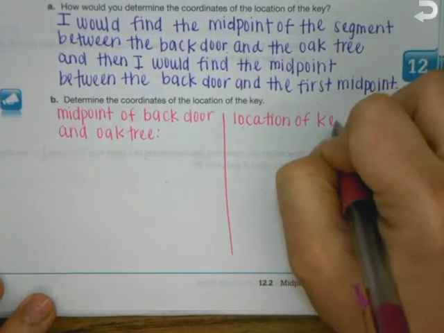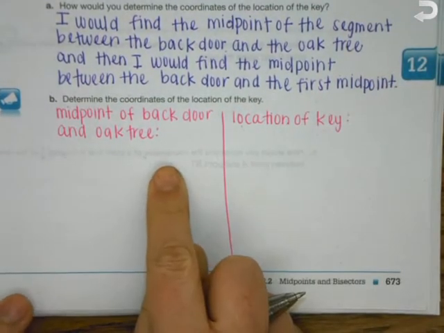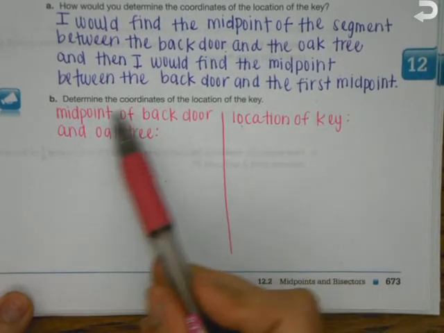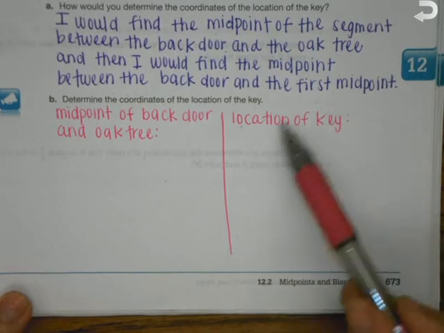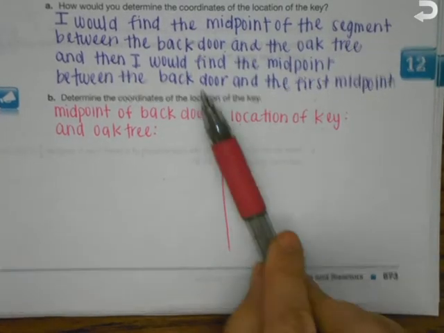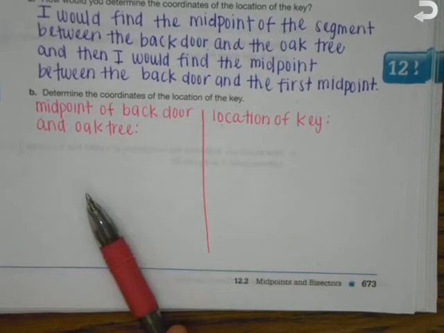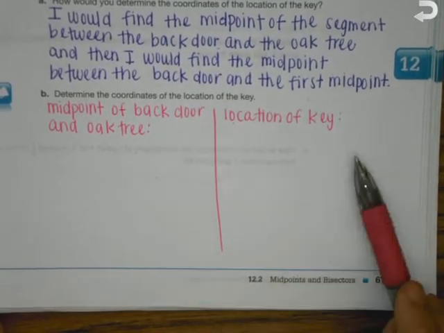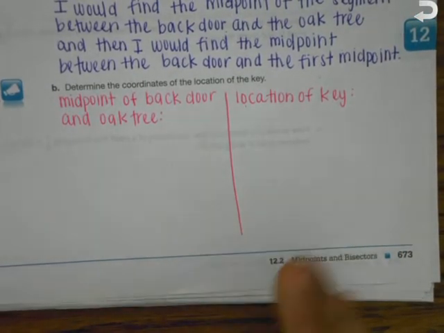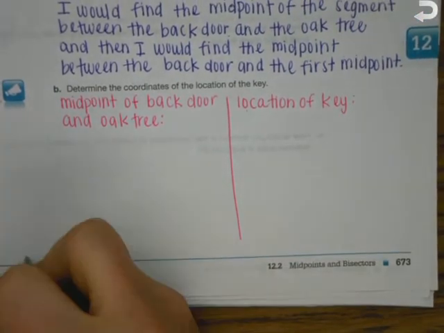Okay, so you guys determined, because you talked about it in your groups, that first we would need to find the midpoint of the back door and the oak tree. Then we would need to find the midpoint of that. So I already set it up for you. On the left-hand side, find the midpoint of the back door and the oak tree for me. On the right-hand side, use that to find the location of the key. So go ahead and go. And then I want you to write your answer in a sentence. So with your groups or individually, work on that right now.